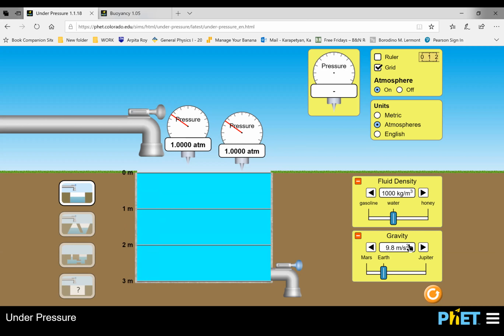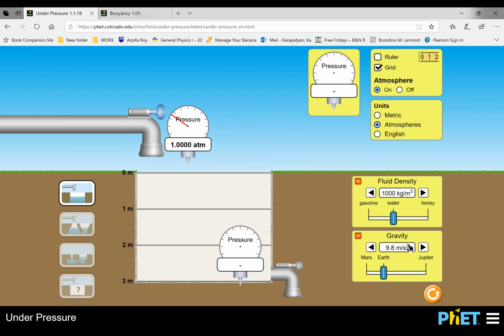So actually, let me do this. Let's say I have just air molecules. If I go to the 3 meter depth, you can see pressure in ATM barely changed. It's 1.000004, so it's a very tiny change. So let's go back over there.